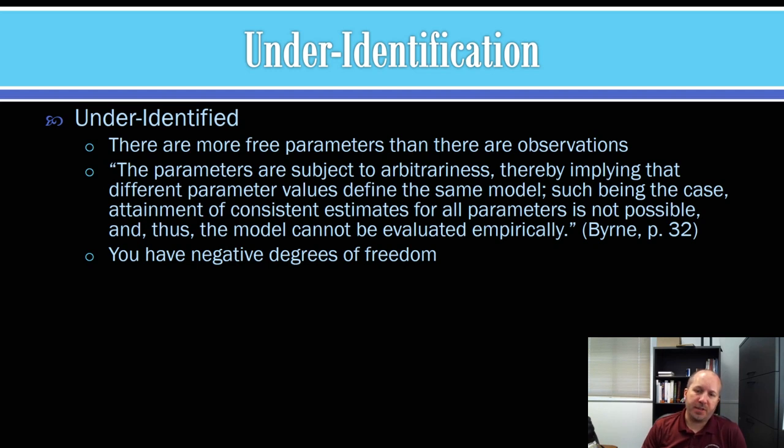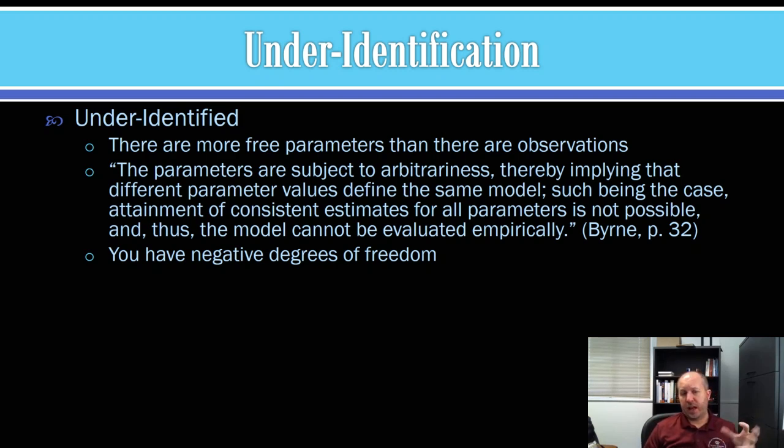Essentially what happens, this is from the Byrne textbook, is that the parameters are subject to arbitrariness, thereby implying that different parameter values define the same model. Such being the case, attainment of consistent estimates for all parameters is not possible, and thus the model cannot be evaluated empirically. Essentially, when you have under-identification, you have negative degrees of freedom.